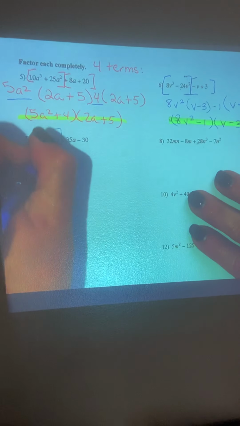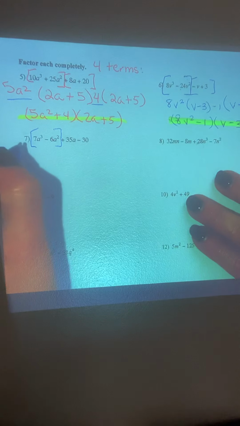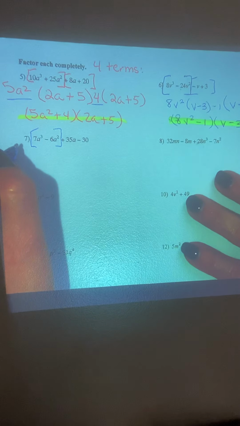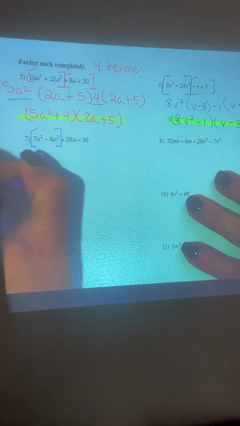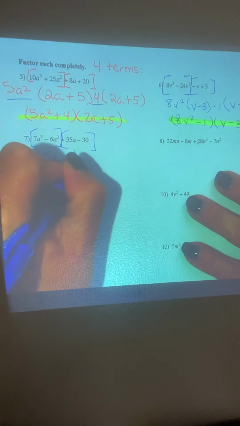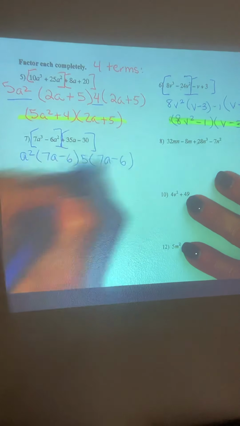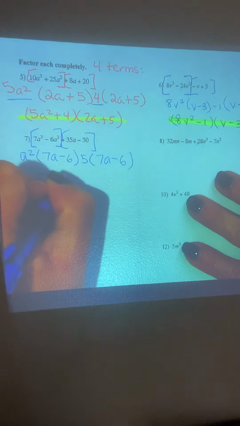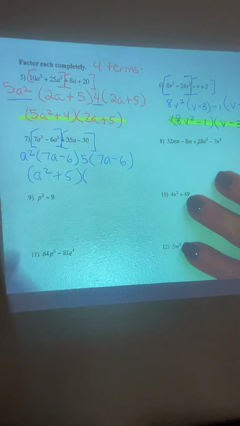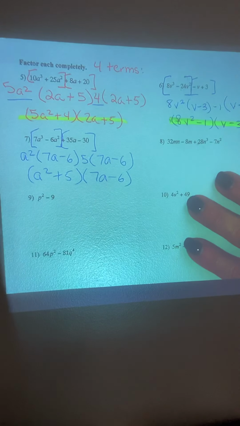Okay, greatest common factor of the next two. Greatest common factor of 7 and 6 is 1. A cubed and a squared is a squared. And you're left with 7a minus 6. Greatest common factor of the next two is a 5, and you're left with 7a minus 6. Take what is outside, a squared plus 5. Take what is inside, make sure it's the same, 7a minus 6.